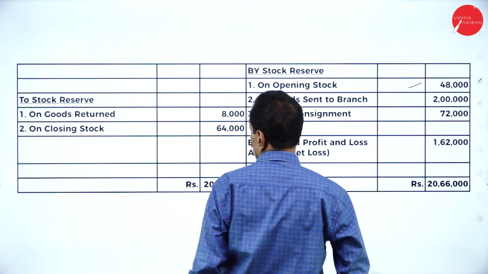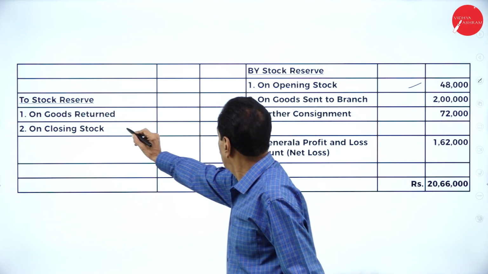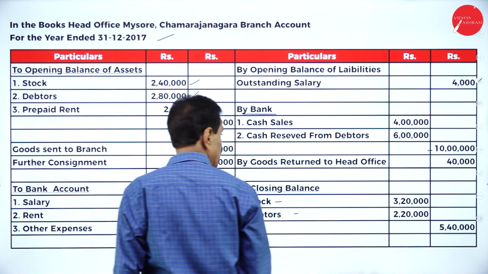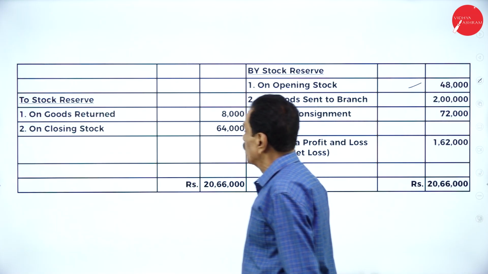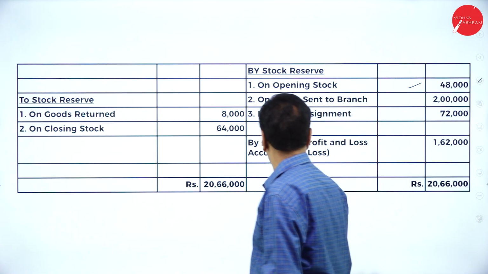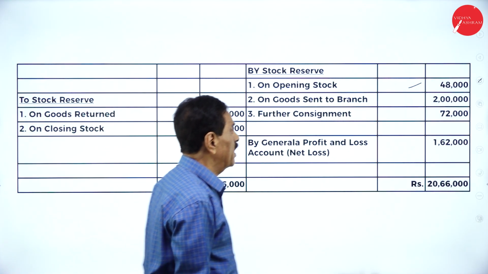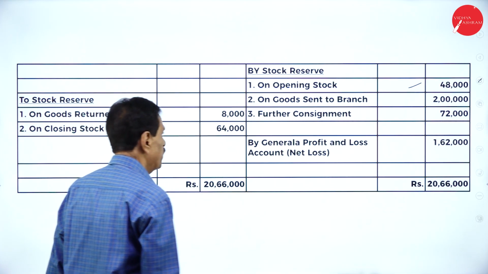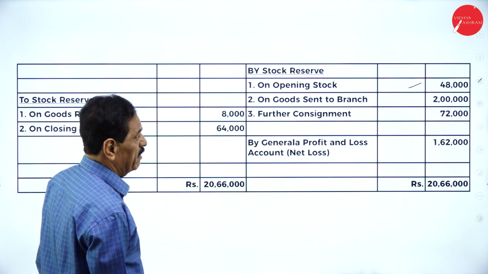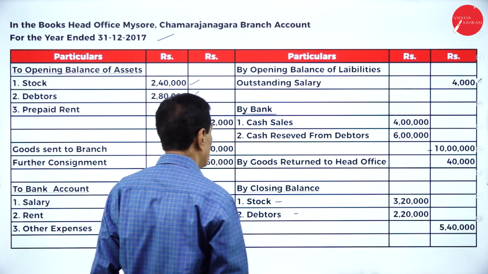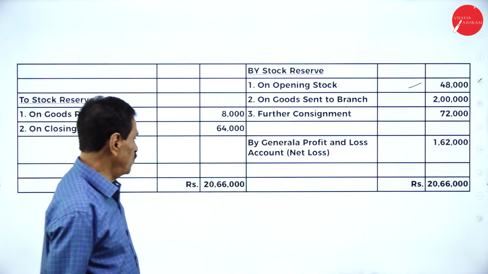Then come back to stock reserve. On goods returned, 40,000, 1 by 5. On closing stock, 3,20,000, 1 by 5 is 64,000. One on opening stock, 2,40,000, 1 by 5 is 48,000. Goods sent to branch is 10 lakh, 1 by 5 is 2 lakh. Further consignment is 3,60,000, 1 by 5 is 72,000.